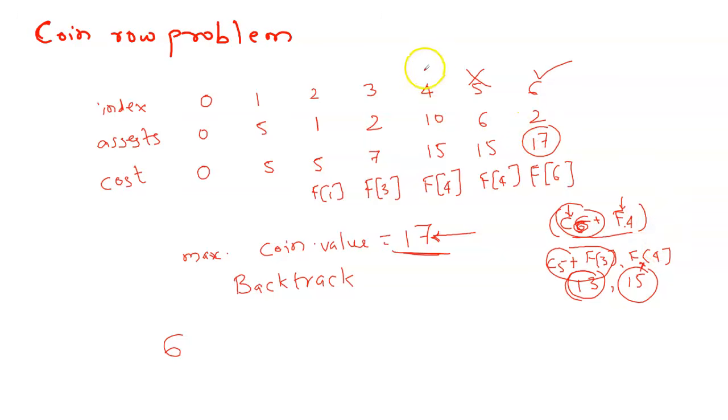F4 is nothing but the fourth coin. We have to come here. So this coin is important for us. The fourth coin is very important for us. Now let us see what this fourth coin is.